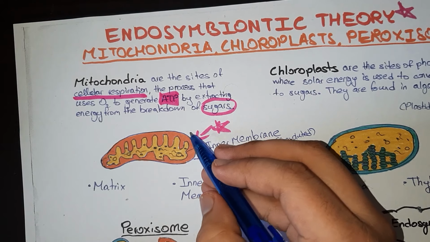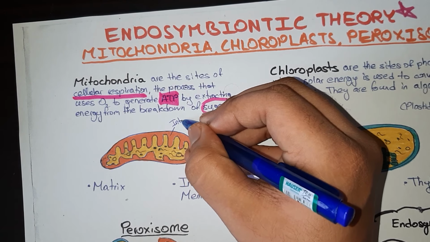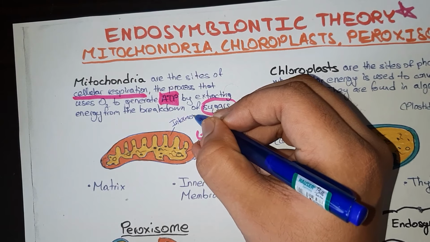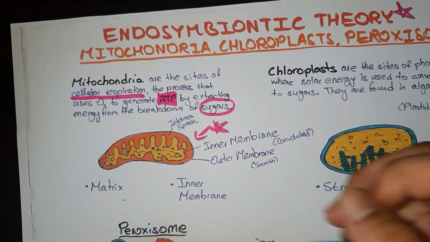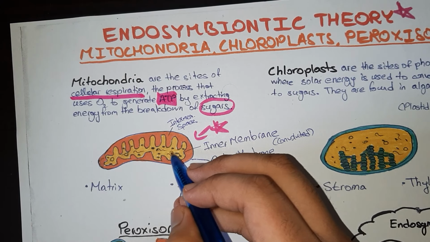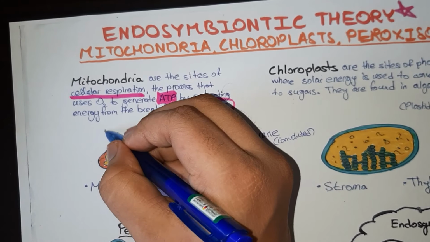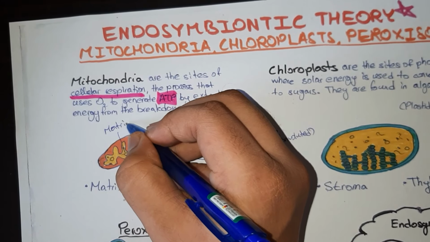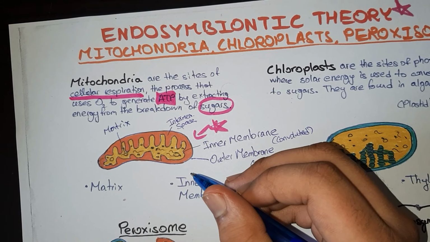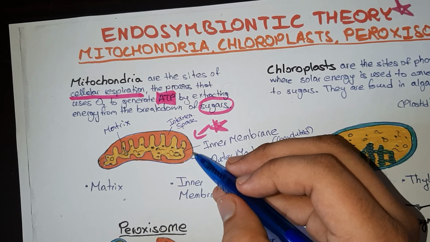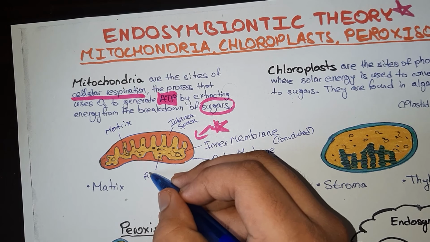The space between the outer membrane and the inner membrane is called the intermembrane space. And the space inside the inner membrane is called the matrix, or the mitochondrial matrix because it is inside the mitochondria. So what all is inside the matrix? Firstly, we can see here that ribosomes are inside the matrix.